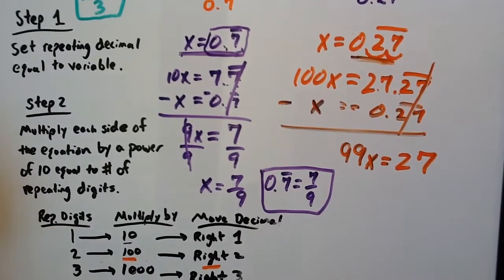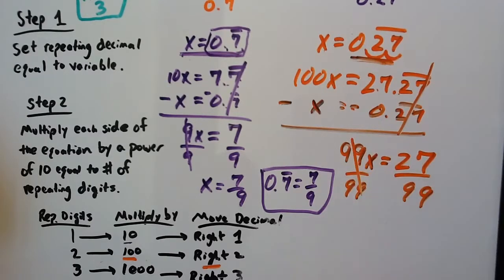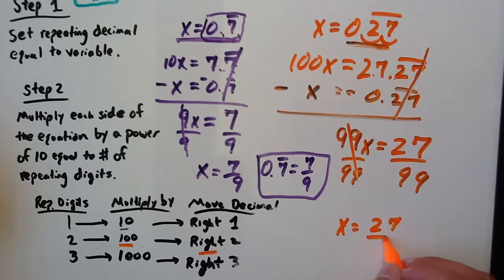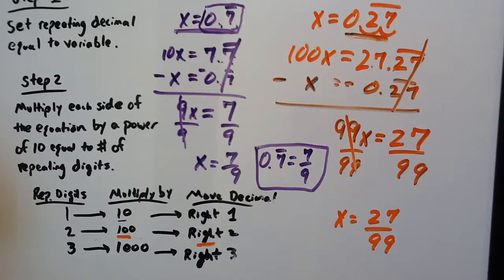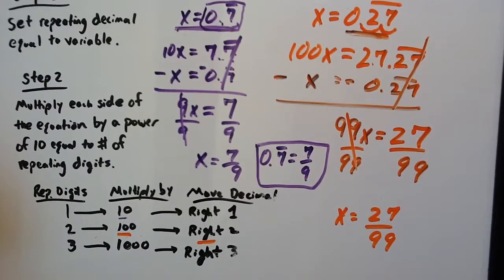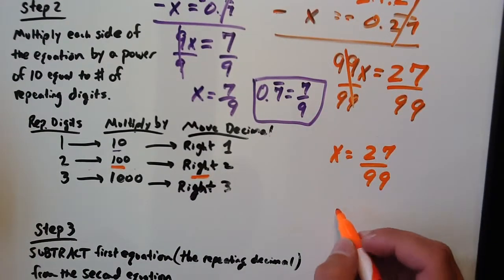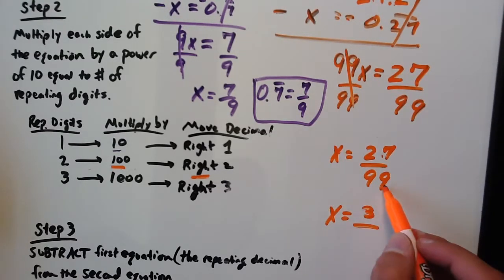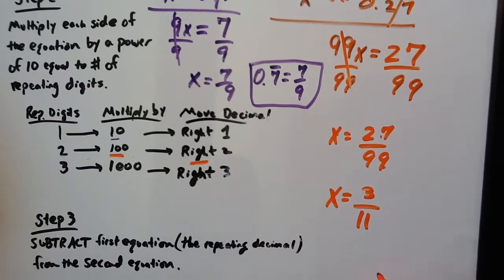Fourth and final step is to solve for x. Divide both sides by that coefficient of 99. Those 99 simplify, and so you have x equal 27 over 99. Is this simplest form? Well, I know 27 and 99 are both divisible by 3, and in fact they're both divisible by 9. If I divide both the numerator and the denominator by 9, 27 divided by 9 is 3, and 99 divided by 9 is 11. So in simplest form, I get 3/11.